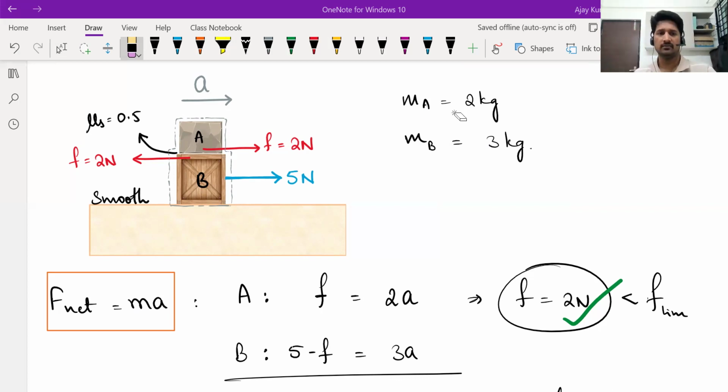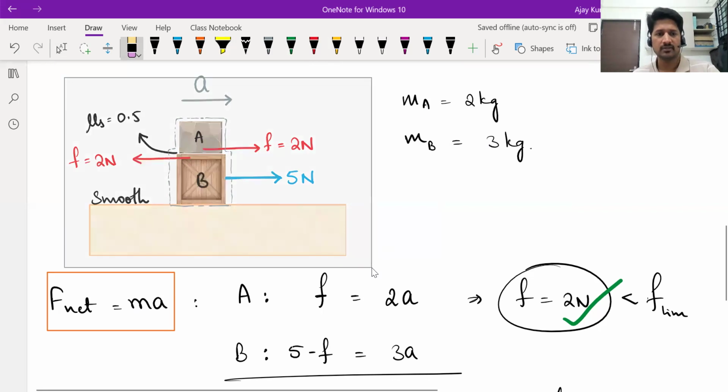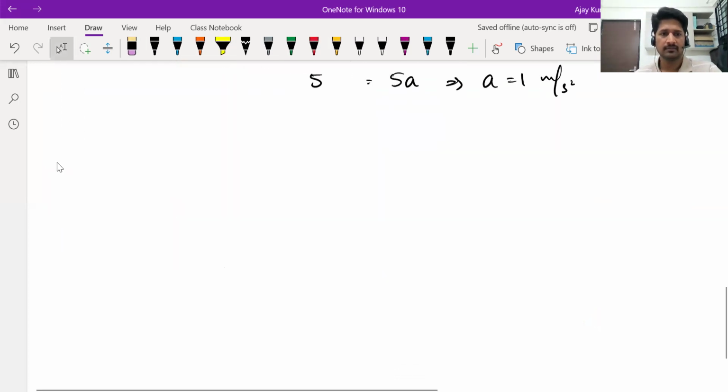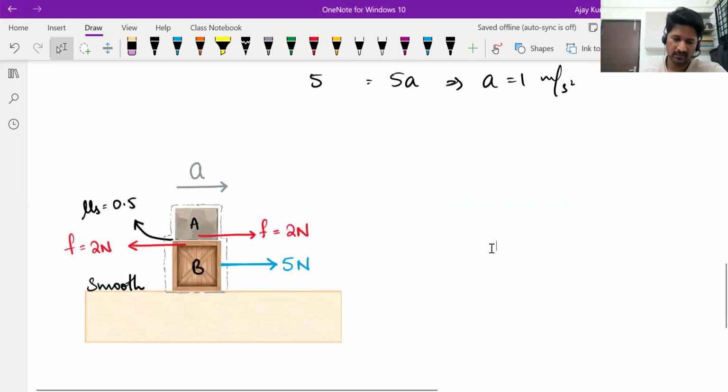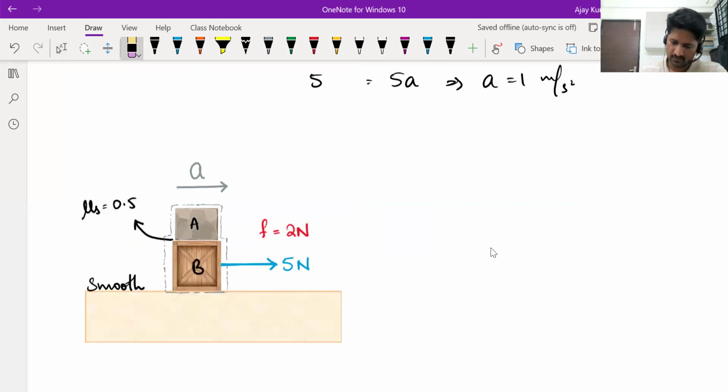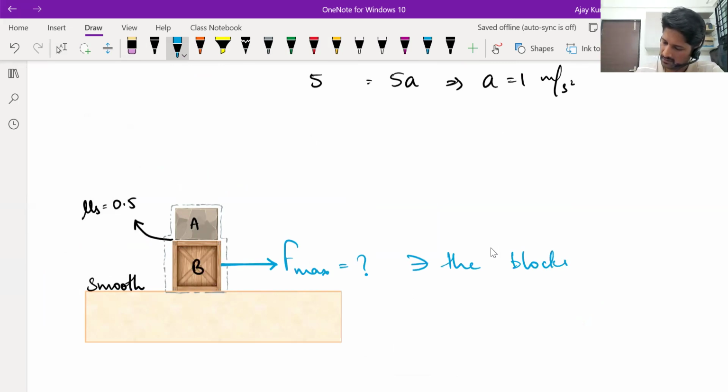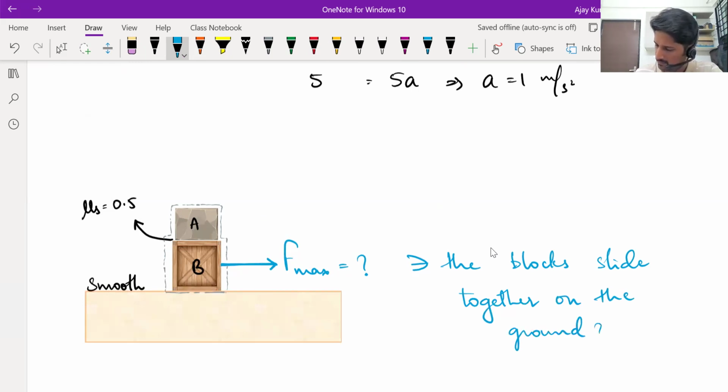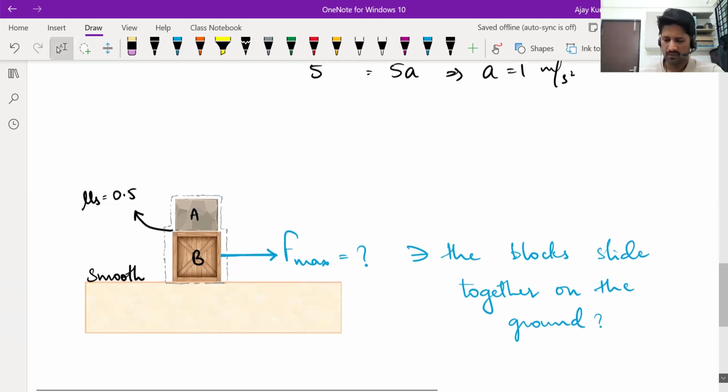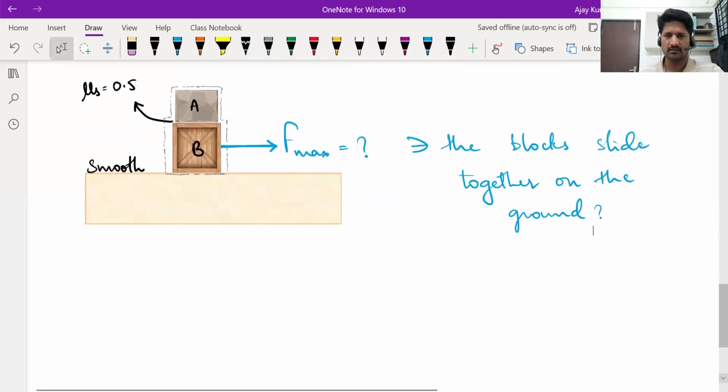Okay, so now the next question will be based on the same situation. The next question is to find out with what maximum force you can pull the lower block such that the blocks slide together on the ground. Okay, think about this carefully, all of you. Once again, mass of A is 2 kg, mass of B is 3 kg, just to remind you.